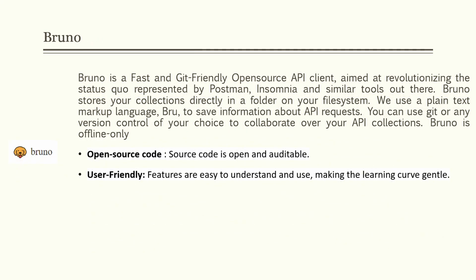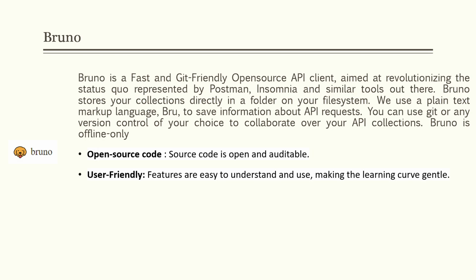Another one, which is also fairly new, and which we were talking about in my last company, is a good fit for people that were actually using Postman but cannot use it anymore. It is called Bruno, and it is fast and Git friendly. This is a big helpful thing, being a Git friendly open source API client, aimed at revolutionizing the status quo represented by Postman, Insomnia, and similar tools out there.